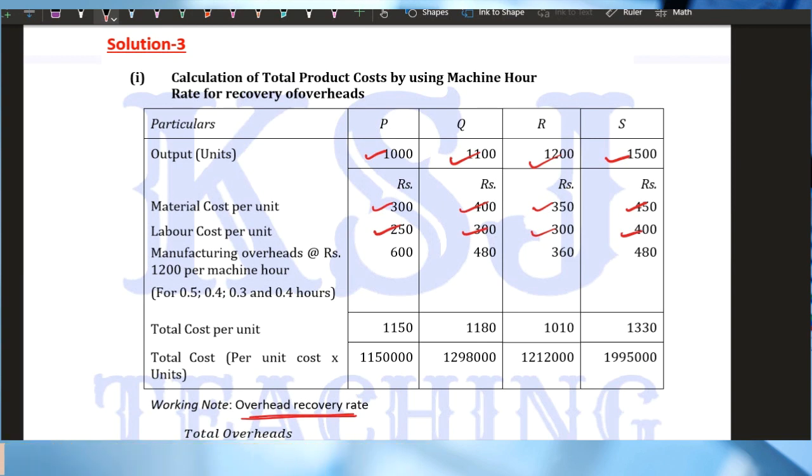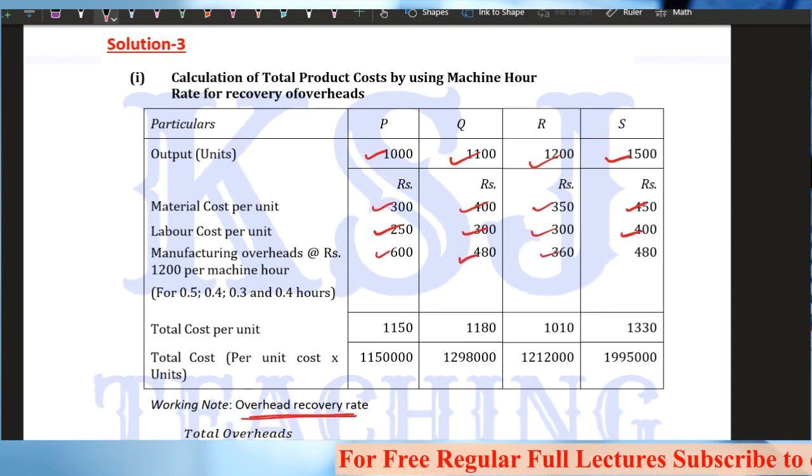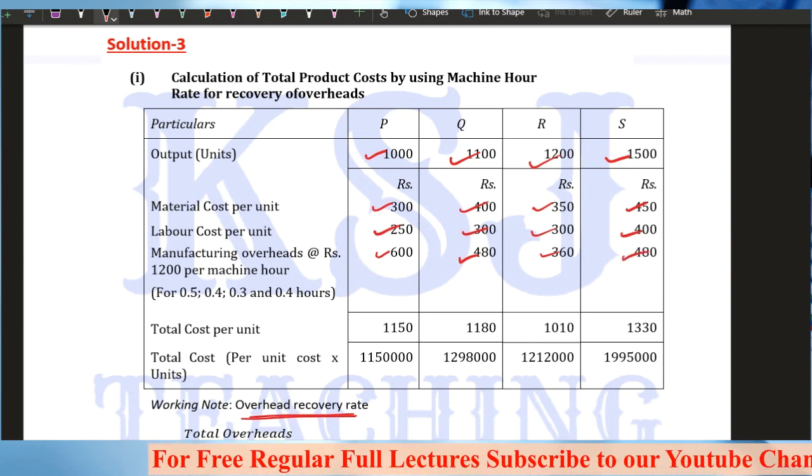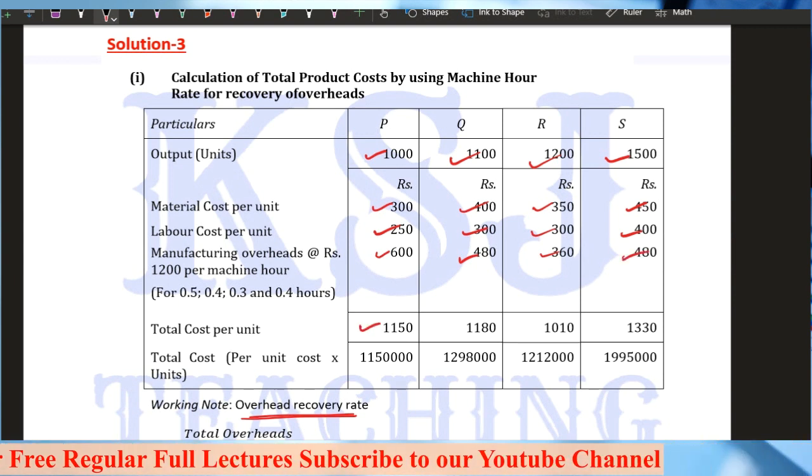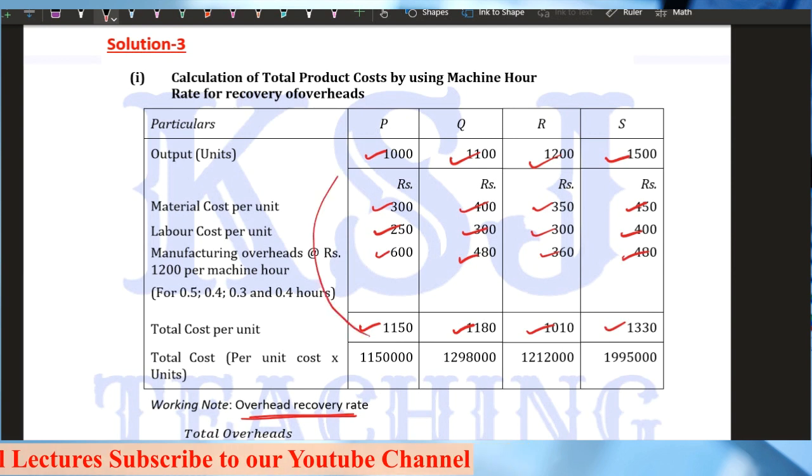So 0.5 into 1200, 600. 0.4 into 1200, 480. 0.3 into 1200, 360. 0.4 into 1200, 480. So you are getting the total cost per unit. Multiplied with the number of units, you will get the total cost.